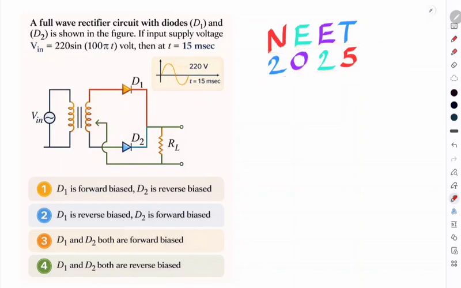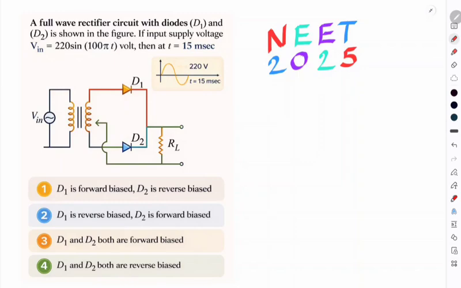Let us see what is the question here. A full wave rectifier circuit with the diodes D1 and D2 is shown in the figure. If the input supply voltage VIN is 220 sin(100πt) volt, then at t equal to 15 millisecond, we are going to find out whether D1 and D2 will be forward bias or reverse bias. Let us see how we can solve this question.